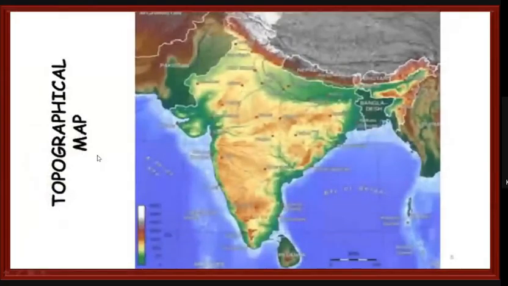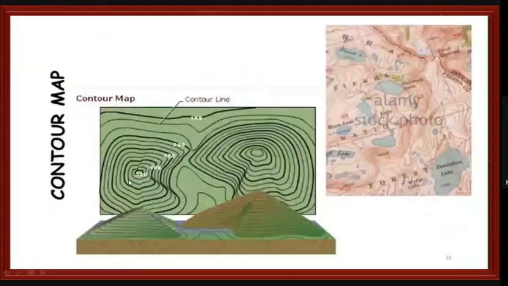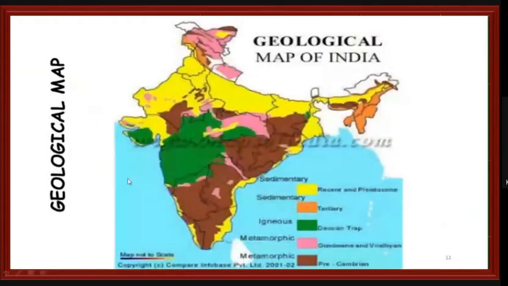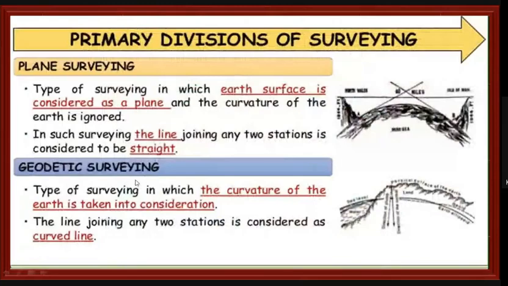We have also seen the different types of maps: topographical map, cadastral map, engineering maps, contour maps, geological maps, archaeological maps, military maps, etc. I have said there are two types of surveying: one is geodetic surveying and another one is plane surveying. Plane surveying is done when the area is less than 250 square kilometers, and geodetic surveying is done when it is greater than 250 square kilometers.